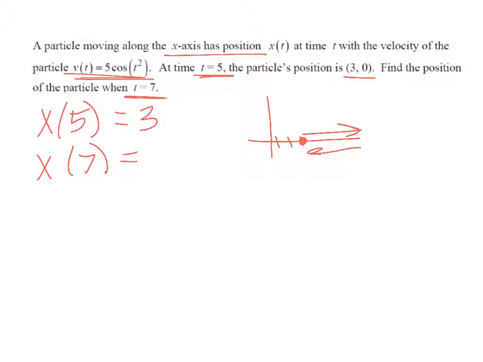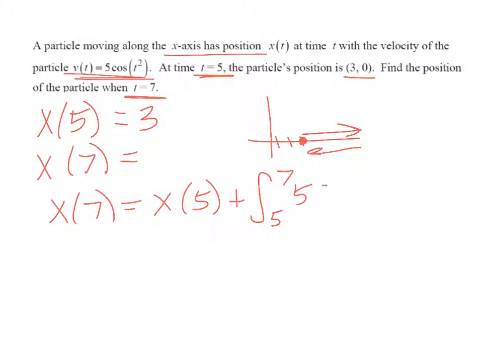So I have the integral. Let's start with a full equation. So we need to find the position at 7, which is equal to the starting position, which is x of 5, plus more total change between 5 and 7, so that's the integral from 5 to 7 of 5 cosine of t squared.